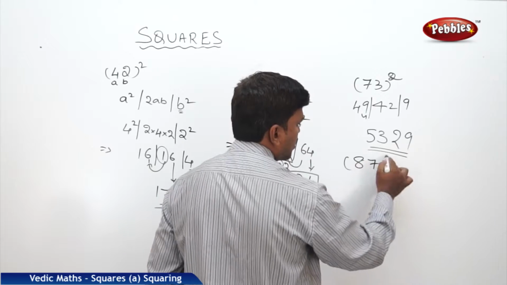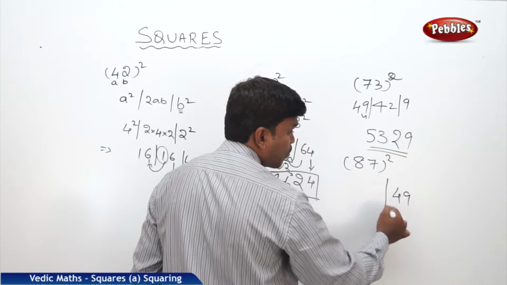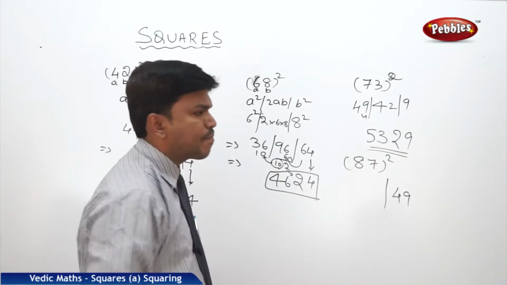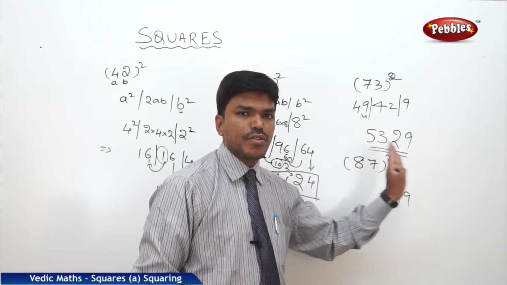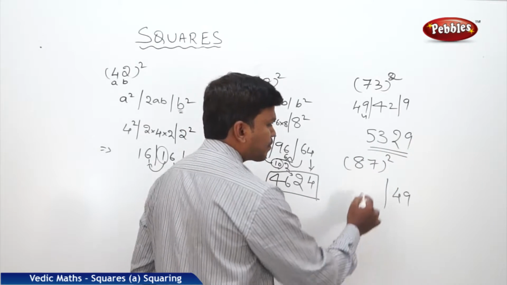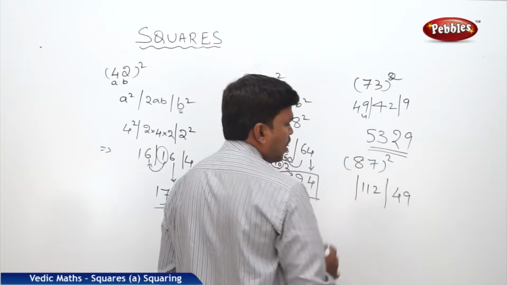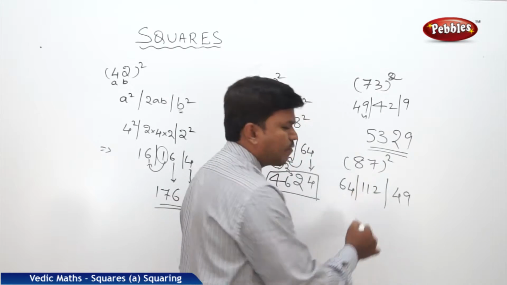87 square I need. Start from the right side. So 7 square, that is B square, 49. 2AB, 2 into A into B, 2 into 8 into 7, 2 eights are 16, 16 sevens are 112. Now A square, that is 8 square, 64.